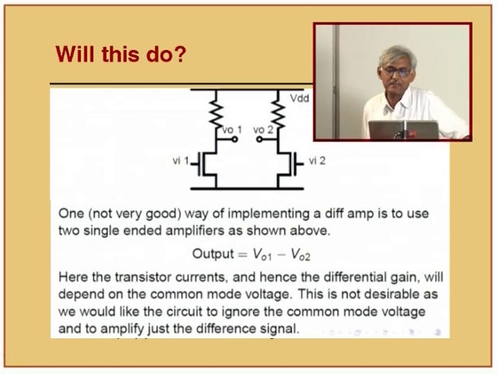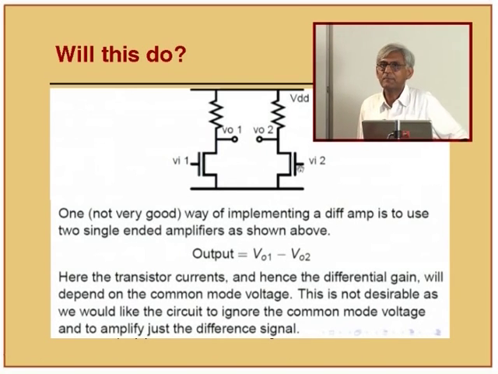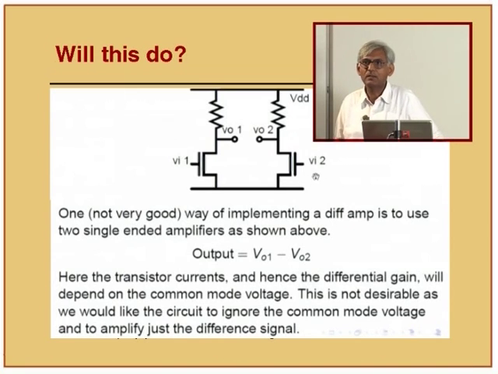So what I am suggesting is that I take two transistors like this, I apply VI1 here, VI2 here, okay? These two transistors are identical, these resistors are identical, therefore their gains are identical, okay? So V01 is A times VI1, V02 is A times VI2, therefore the difference V02 minus V01 is just A times (VI2 minus VI1), so it's a good differential amplifier.